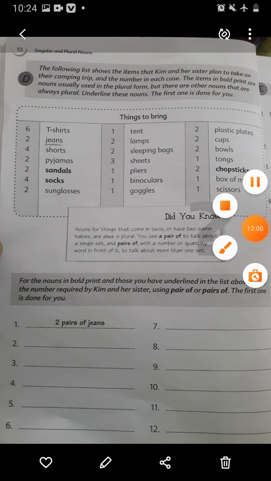Clear? Dear students, you have to complete part C and D of your grammar skills books. This is your today's task.